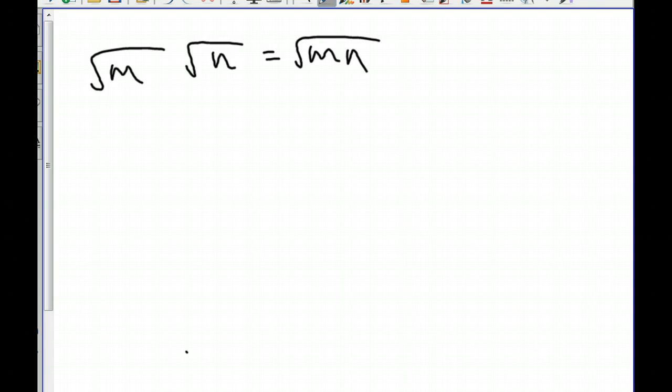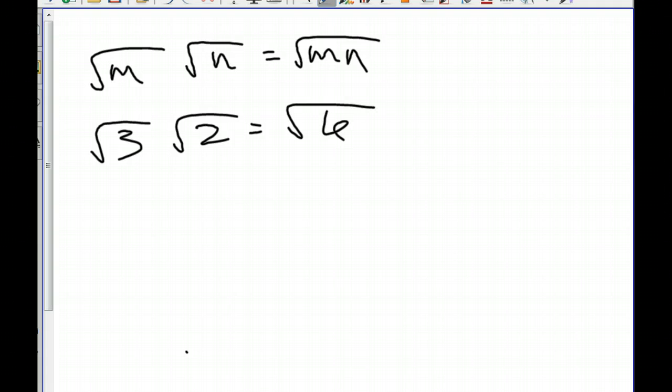There's your first rule. Any number times another number equals, multiply them together. Okay? That's not too bad. The opposite is also true.